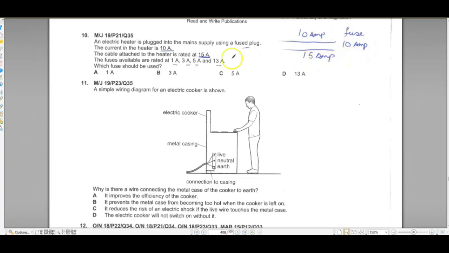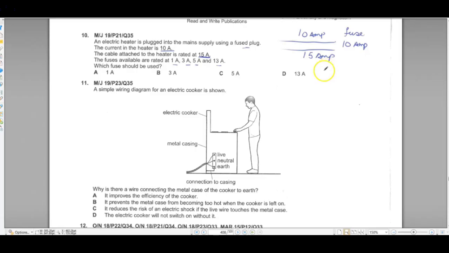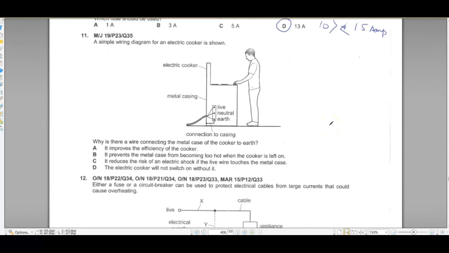So the value of the fuse should be between 10 and 15 amperes. Okay? It should be more than 10 and less than 15. So a value that is more than 10 and less than 15 is 13 amperes. I hope you understood the principle. So D is the answer for this.